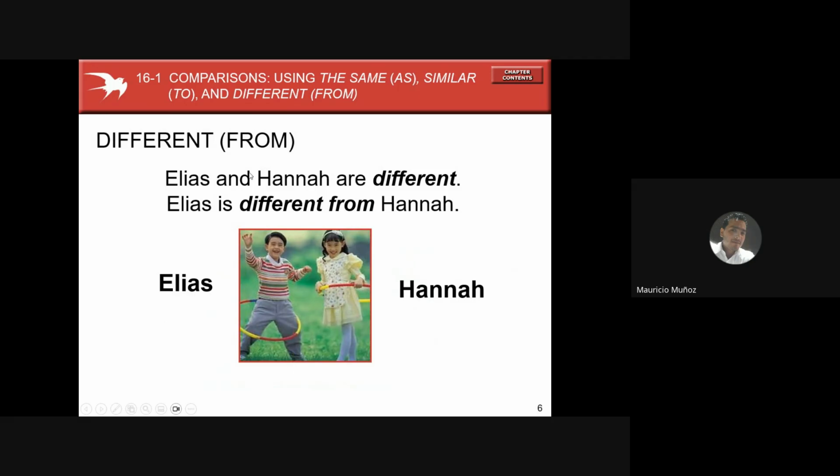Now it is time to learn the opposite, something that is different. For this, we have this structure: different from. Elias and Hannah are different. Elias is different from Hannah. You see? So you have two ways in this case. This is Elias, this is Hannah. So you have two different ways: are different or different from.